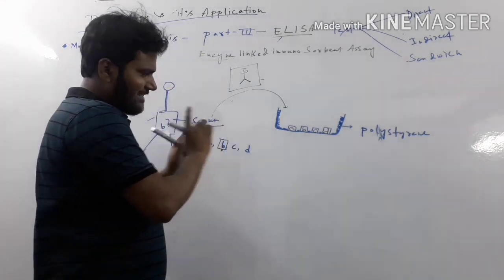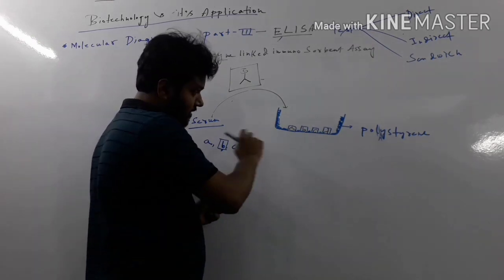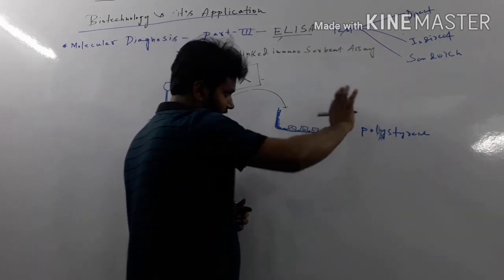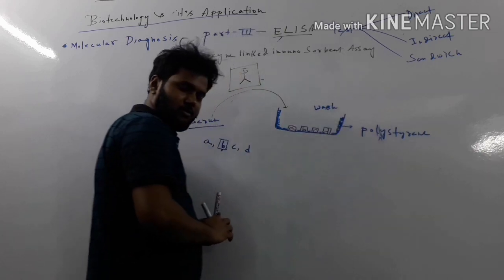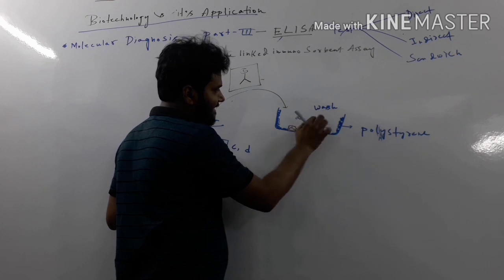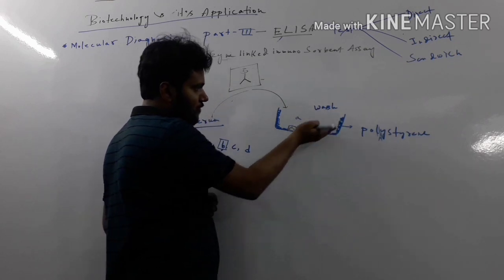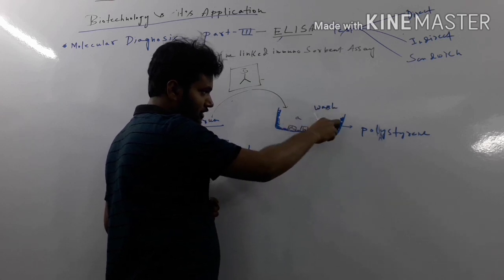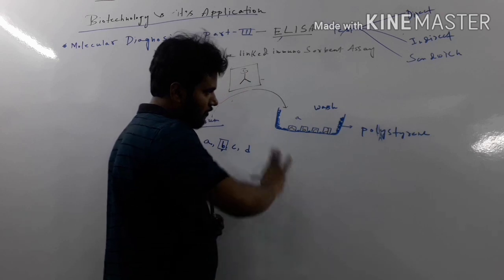So after adding the blocker, we have to wash out the solution. Why should we wash? Because there may be a lot of antigen which is not stuck, or a lot of blocking agent which is not stuck to the surface. They may be floating, so we will wash it out.